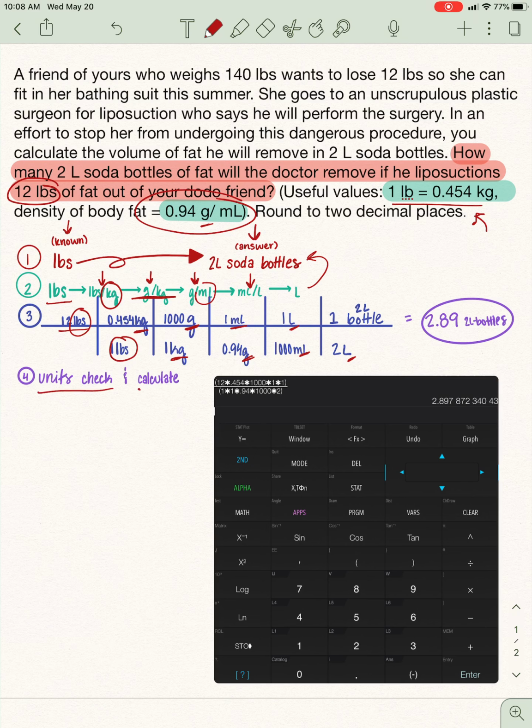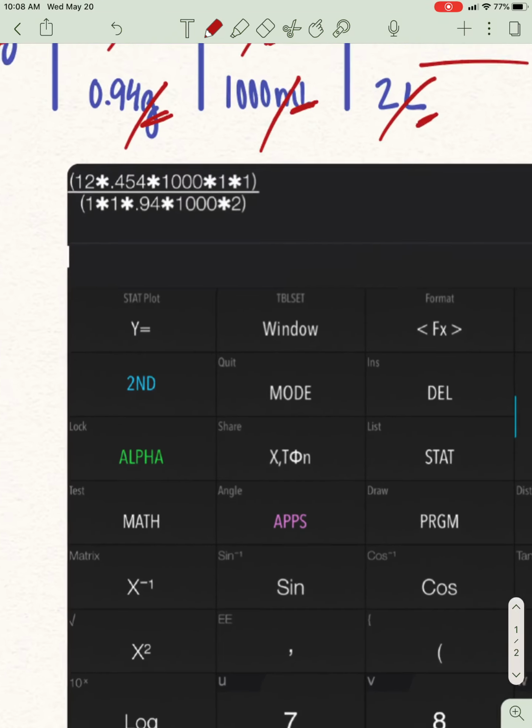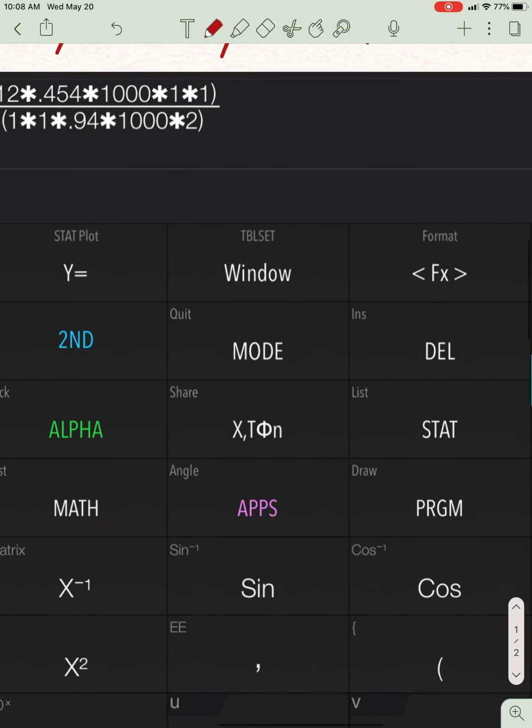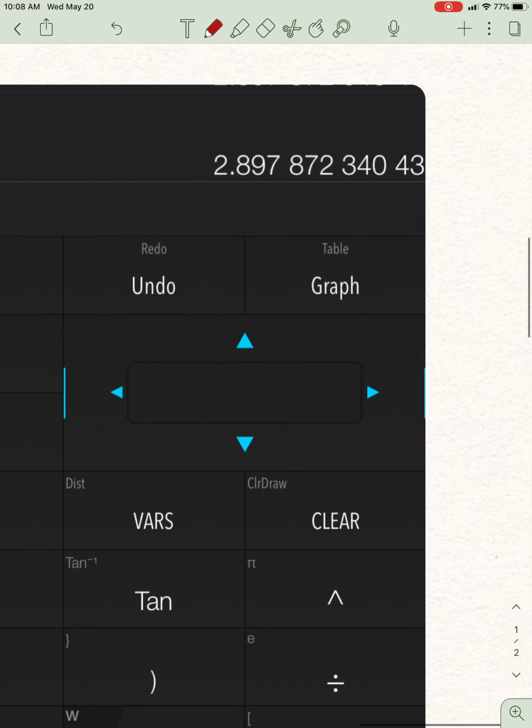And then I'm going to check my units and then calculate my answer. So I check my units just to make sure they cancel. So pounds, pounds, kilograms, kilograms, grams, grams, mils, mils, liters, liters, and I'm left with 2-liter bottle, which is what I was trying to get to all along. Then I calculate. When I type this in my calculator, everything that's on the top of my dimensional analysis goes on the top of my fraction bar, and everything on the bottom goes below it. So I type all of this in, and this is what I get.